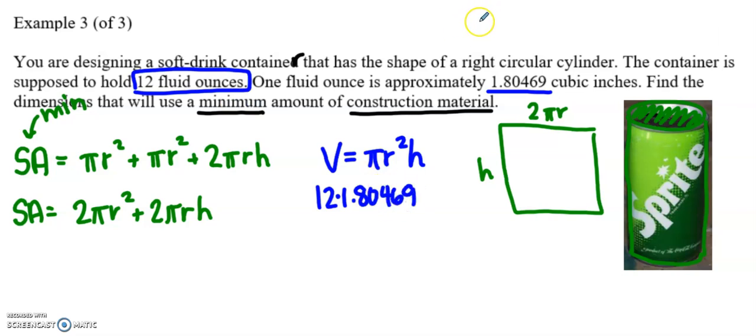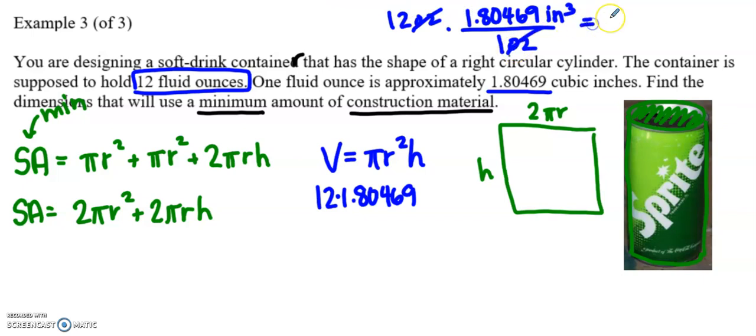just thinking about chemistry, right? If I have 1.80469 inches cubed per 1 ounce, I'm going to multiply that by 12 ounces, factor label. I end up with my volume. I'm going to grab a calculator nearby. Hopefully you have one too. 12 times 1.80469 equals 21.65628, which is equal to pi r squared h.